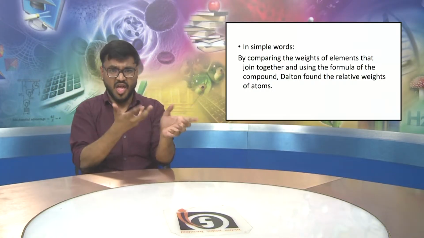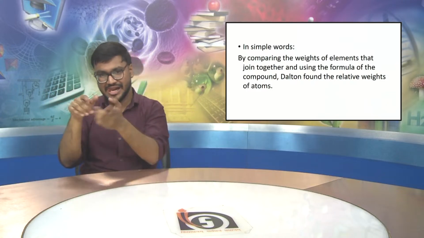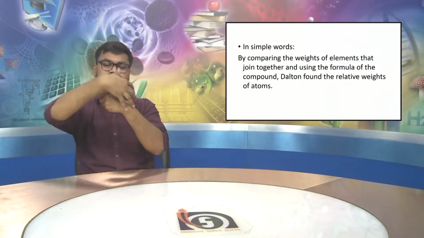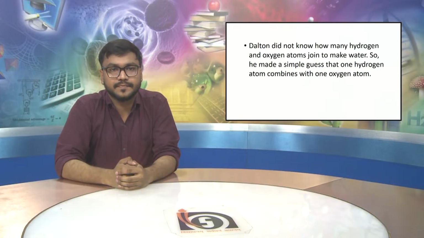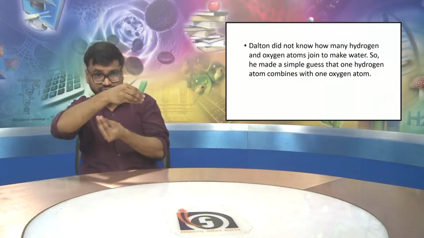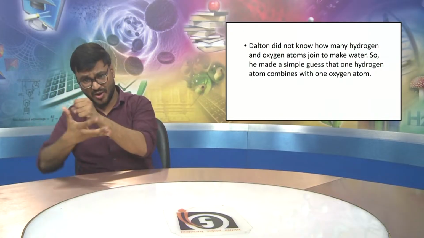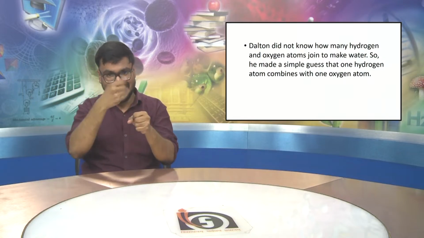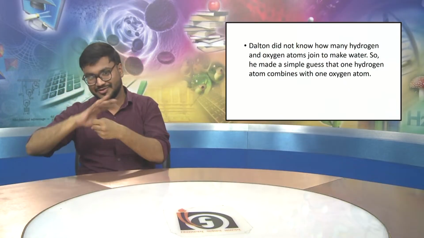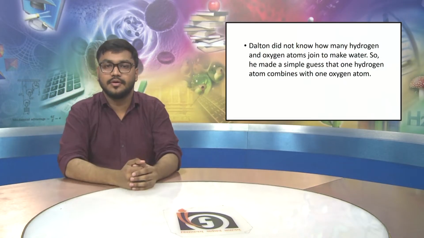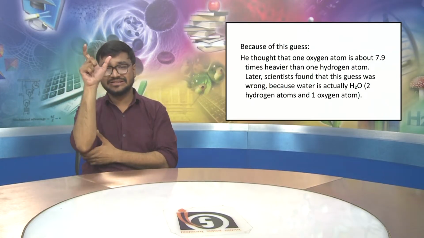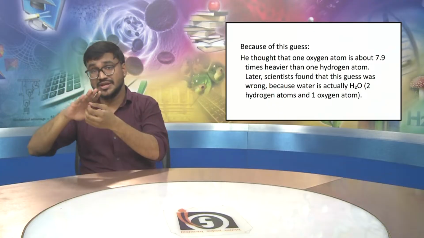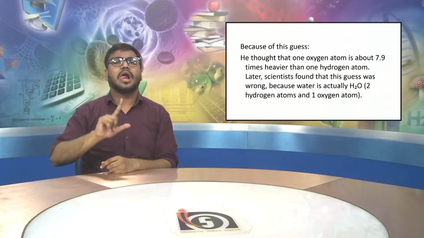In simple words, by comparing the weights of elements that join together and using the formula of the compound, Dalton found relative weights. But he did not know how many hydrogen and oxygen atoms join to make water, so he made a simple guess that one hydrogen atom combined with one oxygen atom. Because of this guess, he thought that one oxygen atom is about 7.9 times heavier than one hydrogen atom.